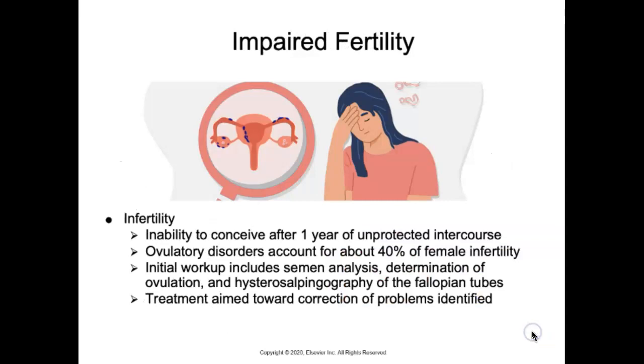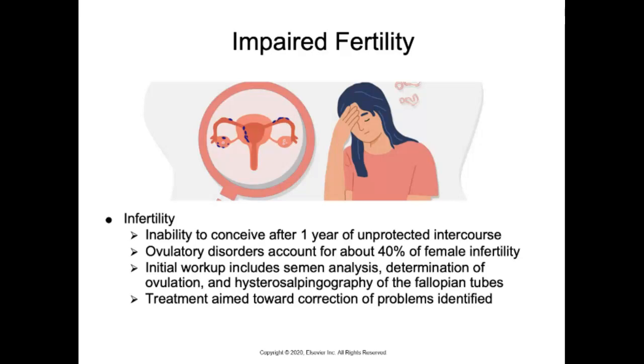Now let's move into impaired fertility, and unfortunately this affects about 15% of all couples and is going to be defined as having an inability to conceive after a year of unprotected intercourse. We do see that these rates of infertility are increasing because of increased rates of STIs, environmental exposures, and delayed childbearing. And we see that ovulatory disorders account for about 40% of female infertility.